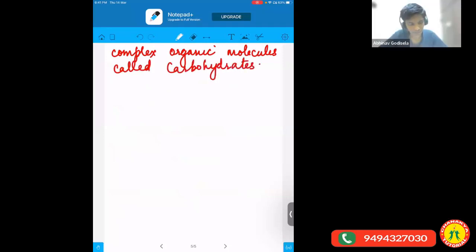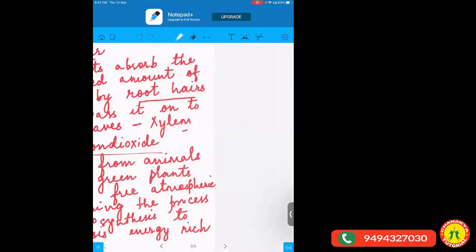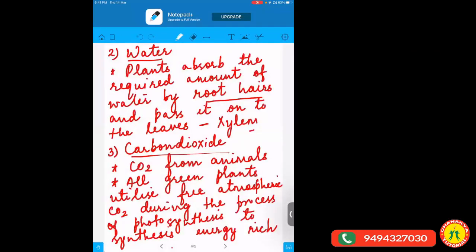Can you go back to the previous slide, please? Yes. So this is about the carbon dioxide. They will be using the free atmospheric carbon dioxide during the process, and then they will be converting it to carbohydrates.